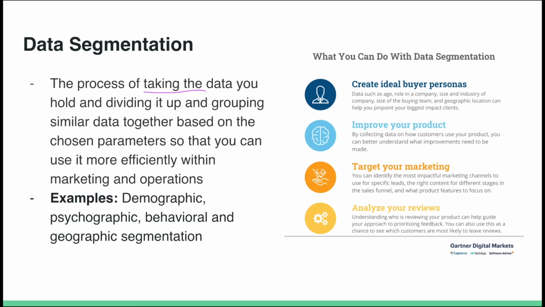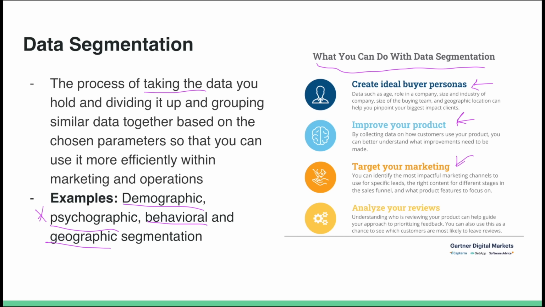So we might segment our data by demography, the aspects of people, by psychography, I guess by their psychology, by their behavior, so what they're doing, or by geography, where they're located. That one, I can't exactly remember what that is. And these are some of the things you can do with data segmentation: create ideal buyer personas, improve your product, target your marketing to a specific group.